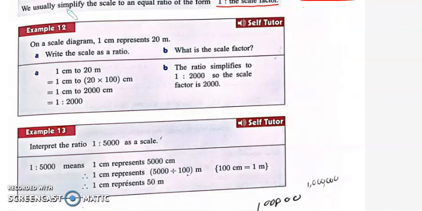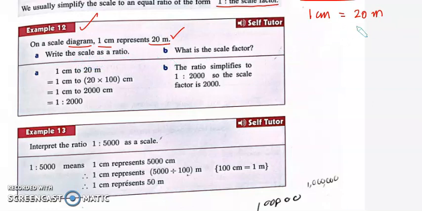Now here we have example 12. Let us try to understand. On a scale diagram, 1 centimeter represents 20 meters. 1 centimeter is equal to 20 meters. Write the scale as a ratio.